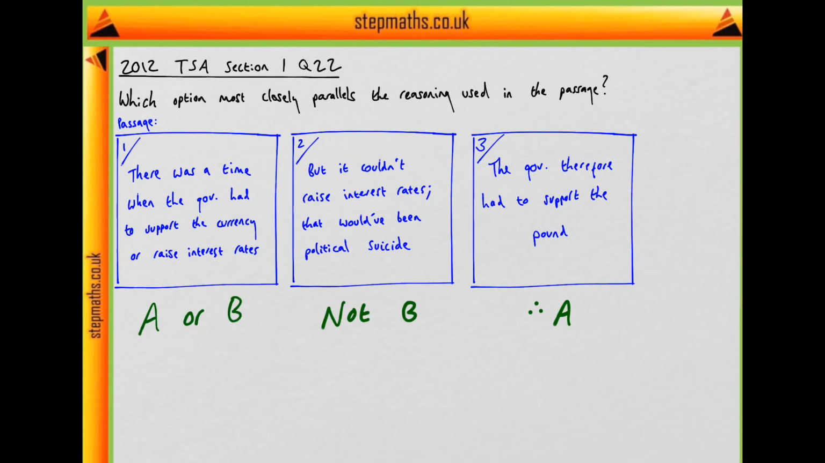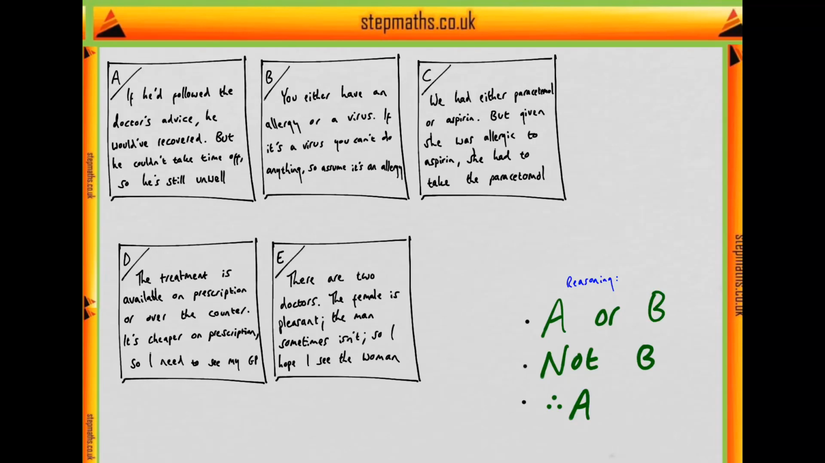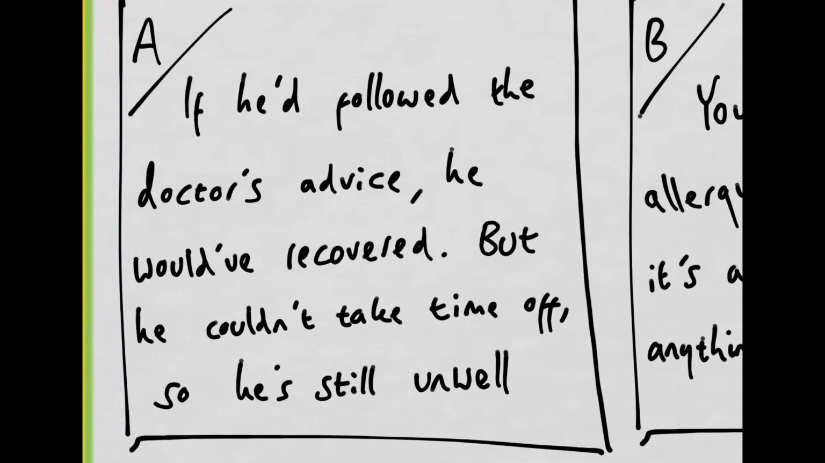So the reasoning that's used in this passage is A or B, not B, therefore A. And note that we could have said A or B, not A, therefore B, or B or A, not B, therefore A. It doesn't really matter. The point is, the author is putting forward two alternatives, ruling out one of them, and saying, therefore, we have to choose the other one. So that's the reasoning. Now we're going to have a look at some options to see if there's one which closely parallels this reasoning. So here we have our 5 options, and here we have the reasoning that's used in the passage. So let's go through each option.